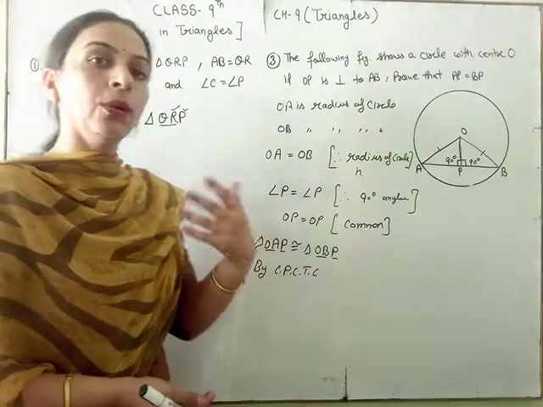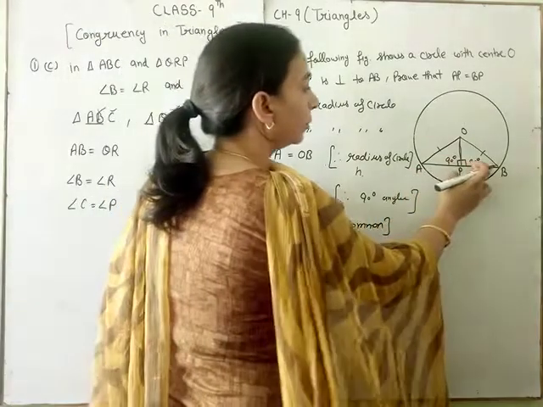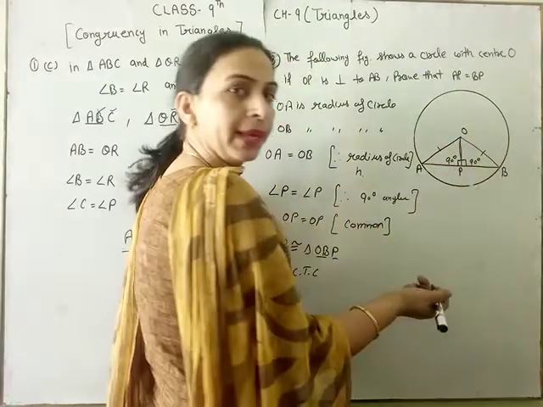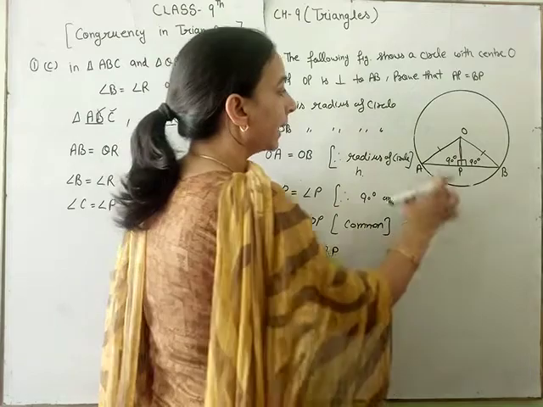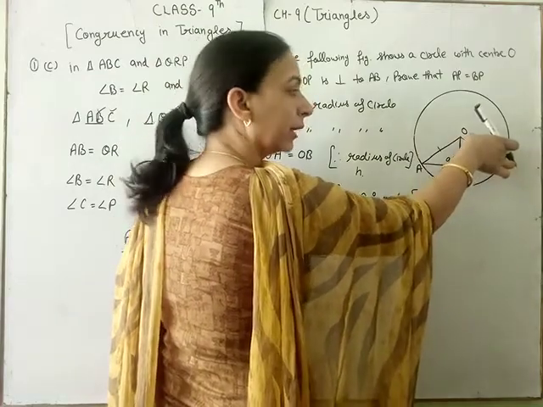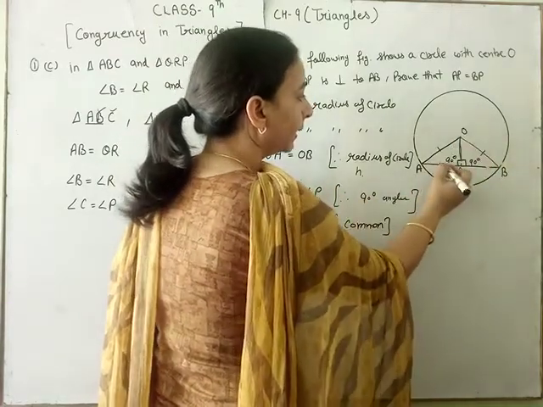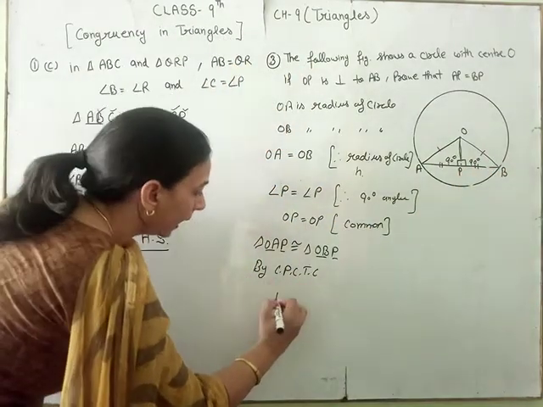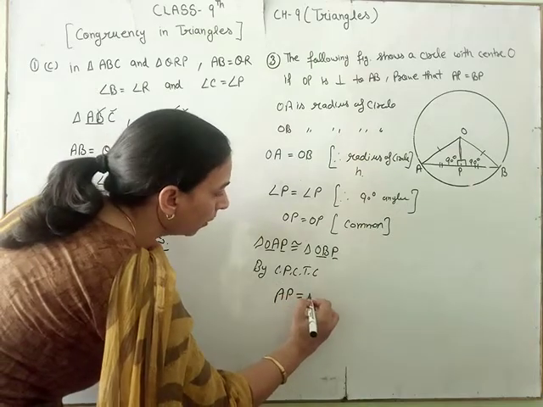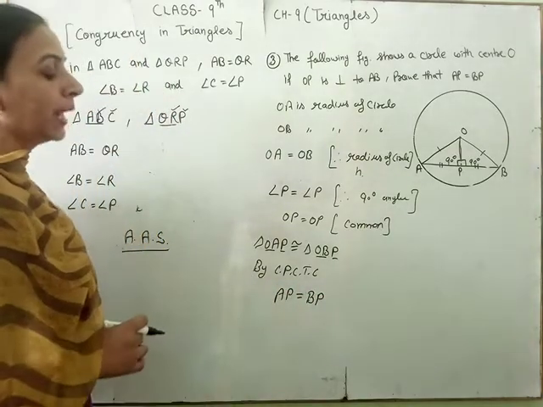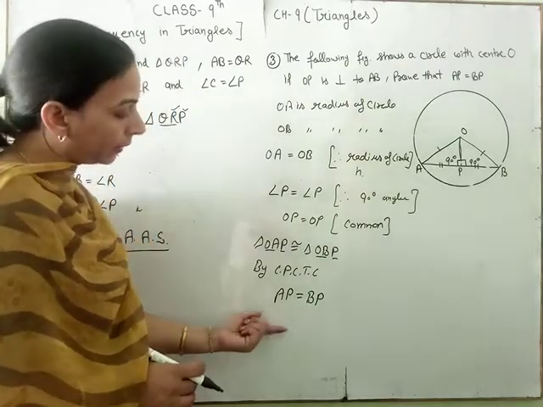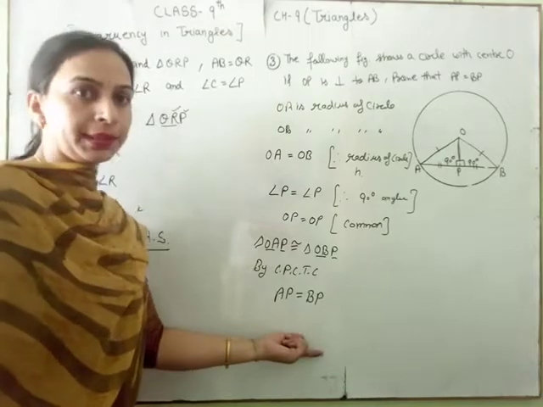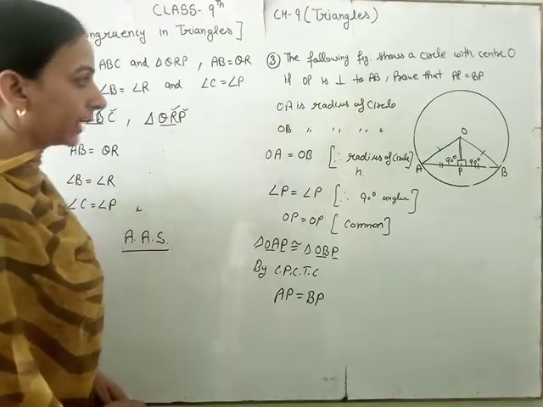Same shape means all the angles are equal. If this equals this, then the other two angles, this equals this and this also equals this by CPCTC. And the remaining side OA equal to OB, already equal. This is common. Then the left side, this side equals this. Then by CPCTC we say AP equal to BP. Okay student, we had to show that AP equal to BP, and we showed this. Okay, next we take the next question.